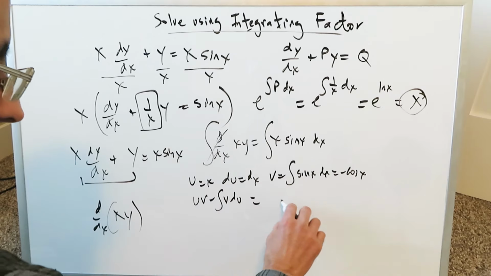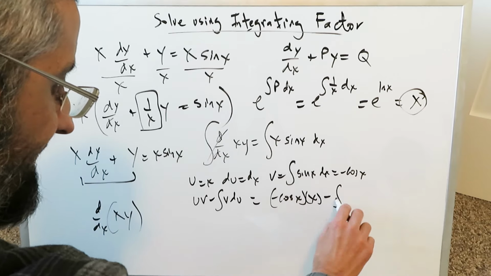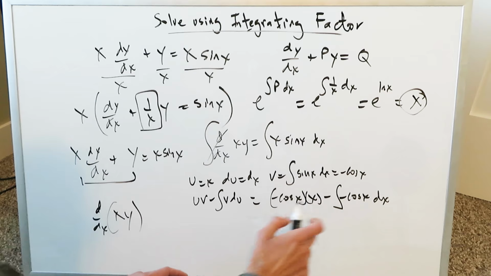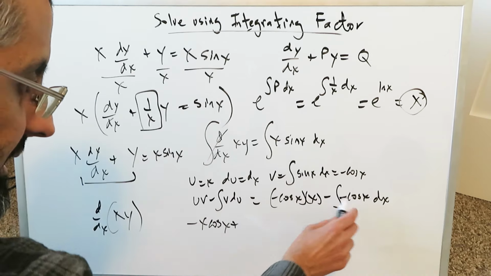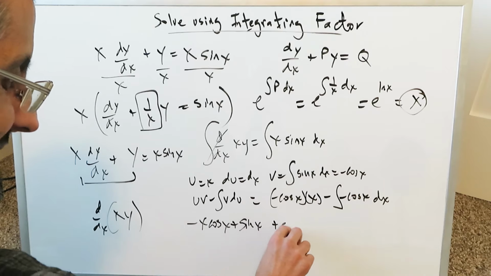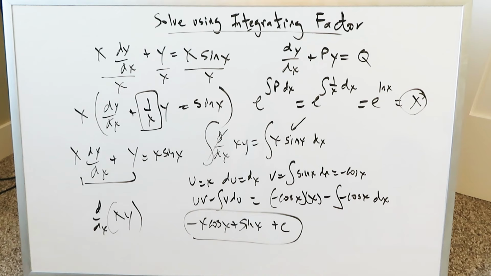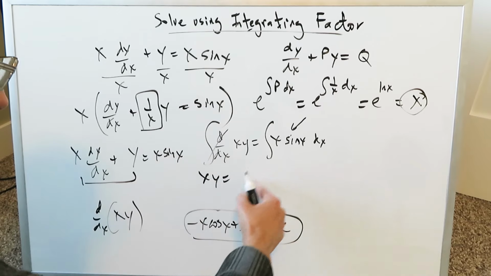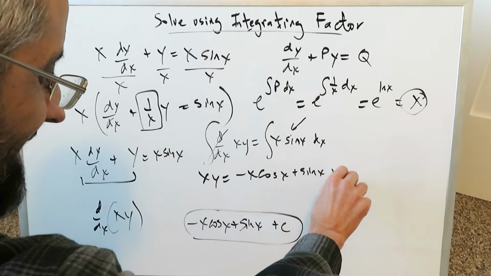Bring everything into play. v here is minus cosine x, u is x, and then minus the integral of v du, minus cosine x dx. When you clean out all of this, you're getting a minus x cosine x plus the integral of cosine x, which is just sine x plus c. This will come and place itself right over here after this integration procedure would have been done. You would have xy equal to all of this: minus x cosine x plus sine x plus c.